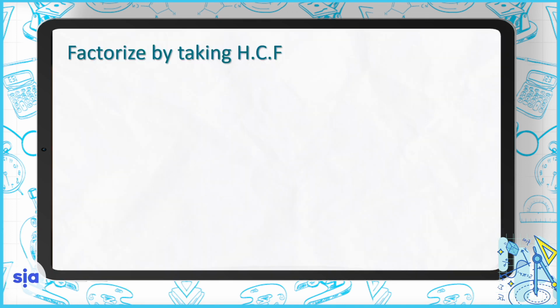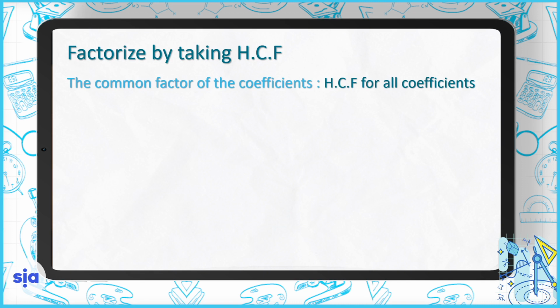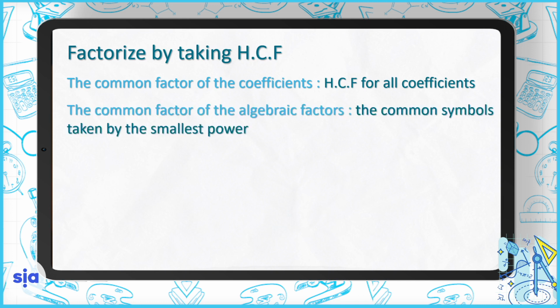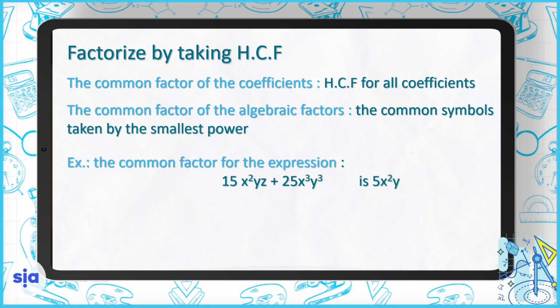In this session we'll be learning about factorizing by taking the HCF. The common factor of the coefficients is called the HCF for all the coefficients. H stands for highest, C stands for common, and F stands for factor. The common factor of the algebraic factors is the common symbols taken by the smallest power.